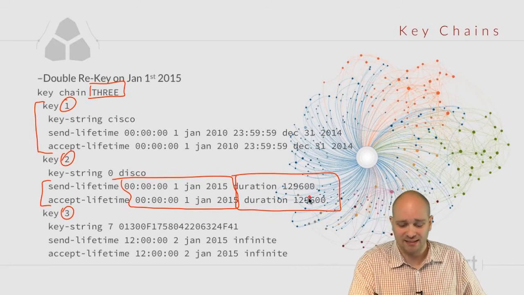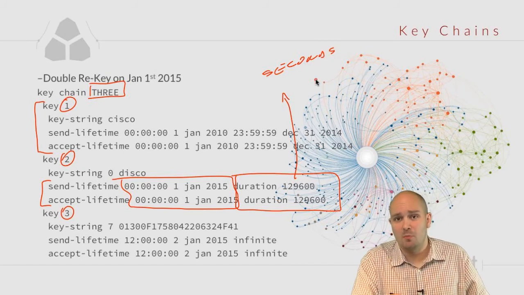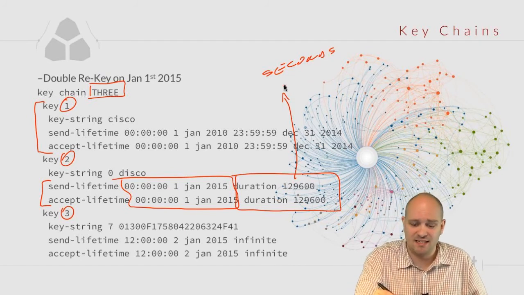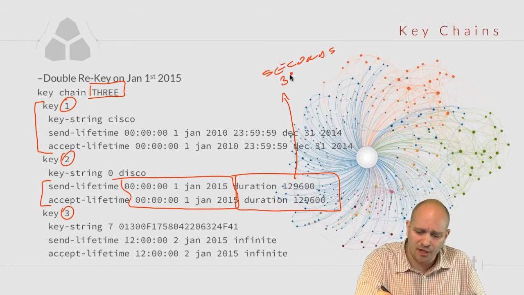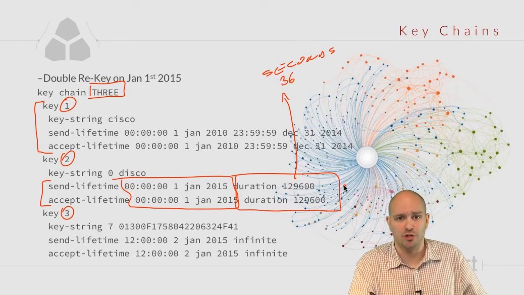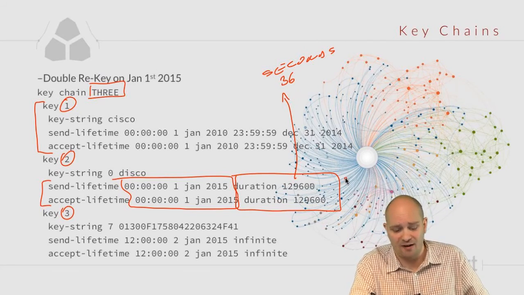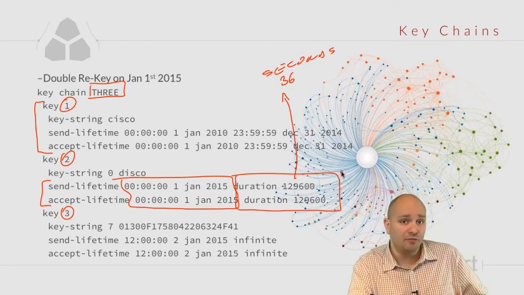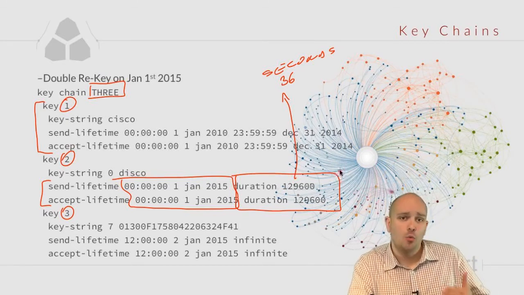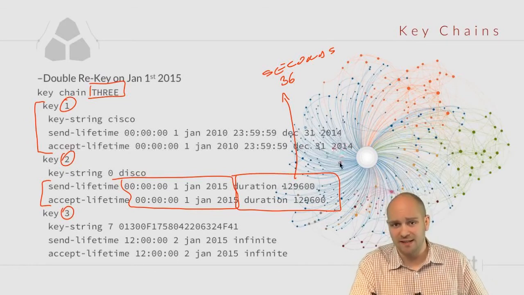129,600 seconds. So this value here is in seconds. And when we divide by 60 and by 60 again, this is going to give us exactly 36-hour duration. So this is going to be valid for 1 day and a half. So what we want to do here is start, after at least a day and a half, using a different key.